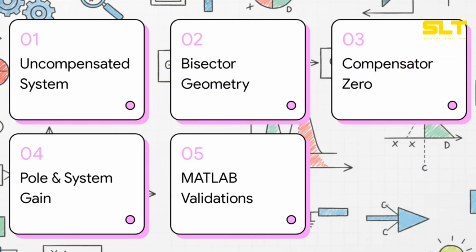First, the uncompensated system problem. Second, geometry of the bisector method. Third, calculating the compensator zero. Fourth, finding pole and system gain. And finally, validating with MATLAB simulations.